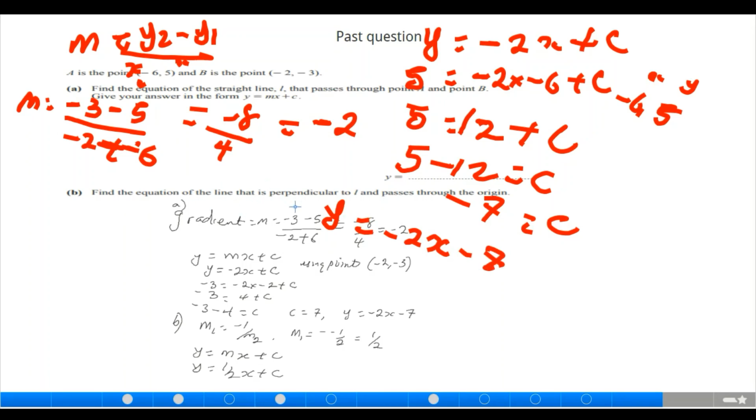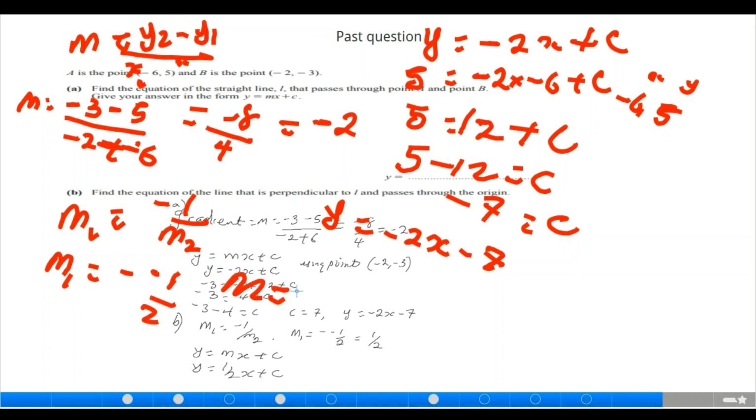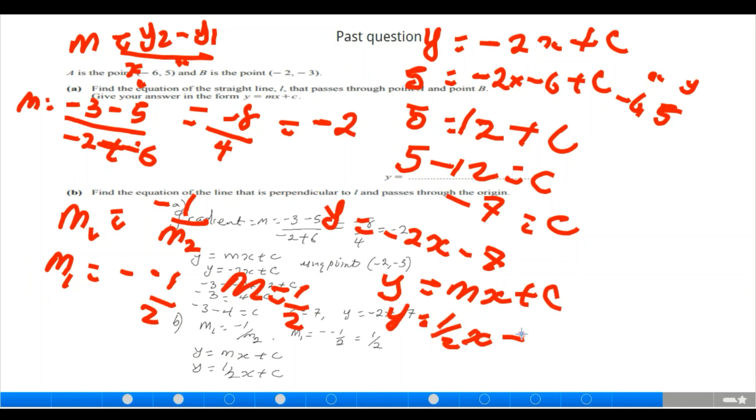Now, if you look at the second part, we have to find the perpendicular line. The formula for finding the perpendicular is m1 equals minus 1 over m2. So what is our m here? Our m is minus 2. So we have m1 equals minus 1 over minus 2, and the minuses cancel each other, so m equals 1 over 2. Putting that in the equation y equals mx plus c, we have y equals 1 over 2 x plus c.